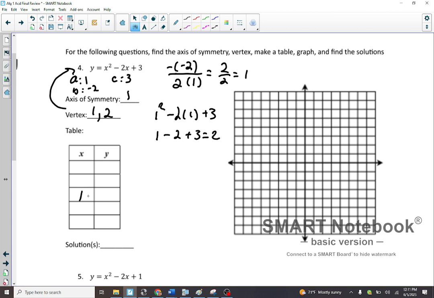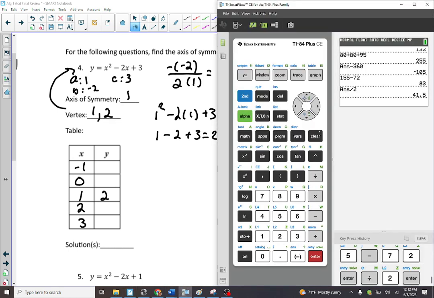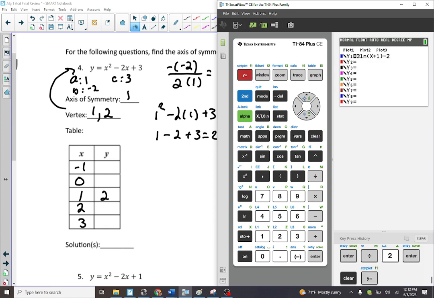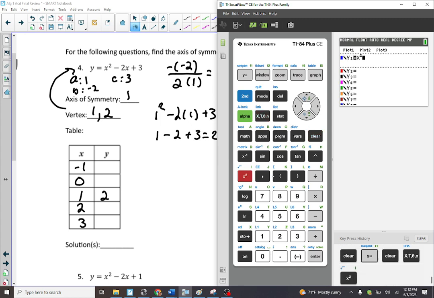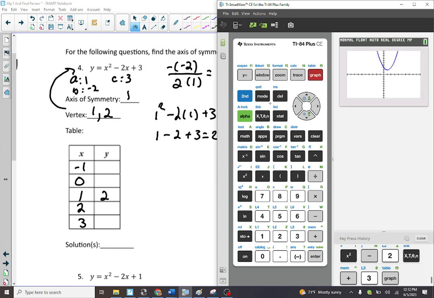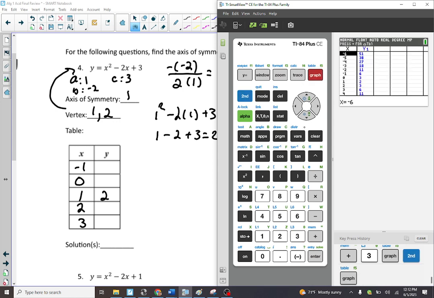As a reminder, always put your vertex in the middle of the table. So 1, comma 2 right here. And I'm always going to go 2 smaller, so 0 and negative 1, and 2 bigger, 2 and 3. With that in mind, what I could do is use my calculator to my advantage. I'm going to click y equals, and I'm going to plug in the equation as I see it. Follow my mouse to figure out the buttons. X squared minus 2x plus 3. If I graph it, I get the U shape, which is useful. But what I really want to see is the table.